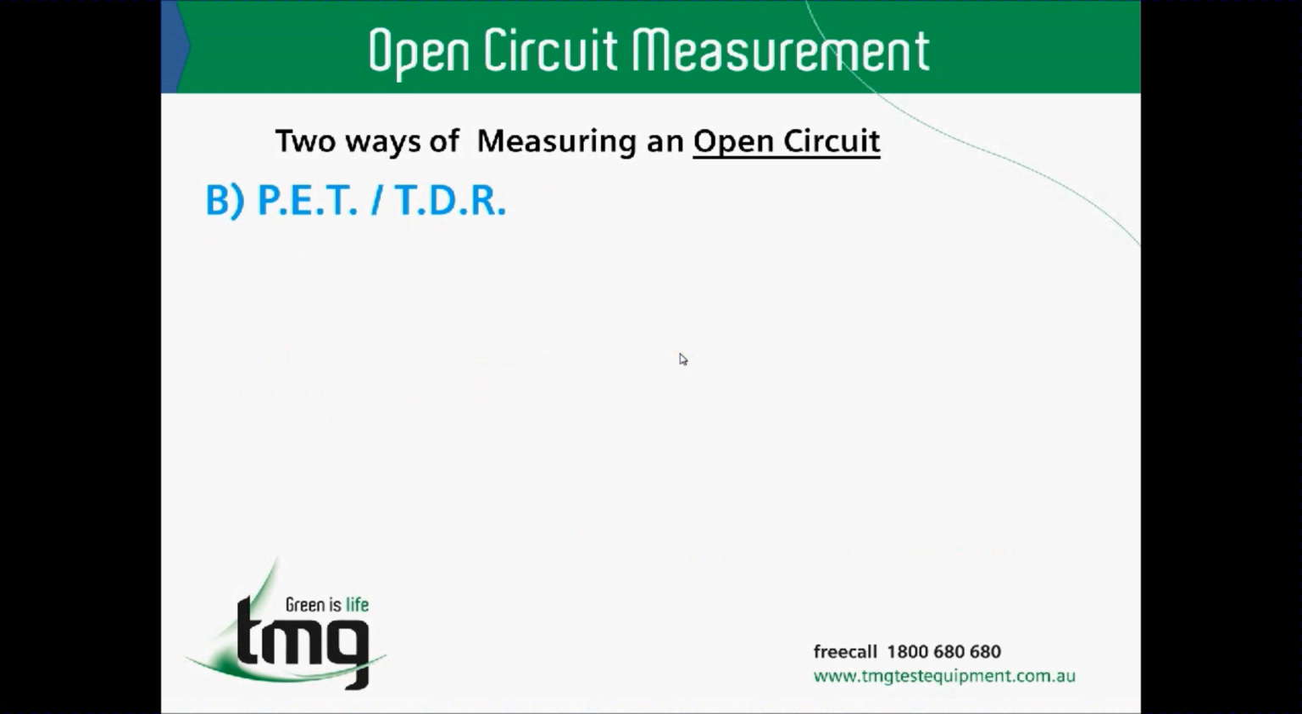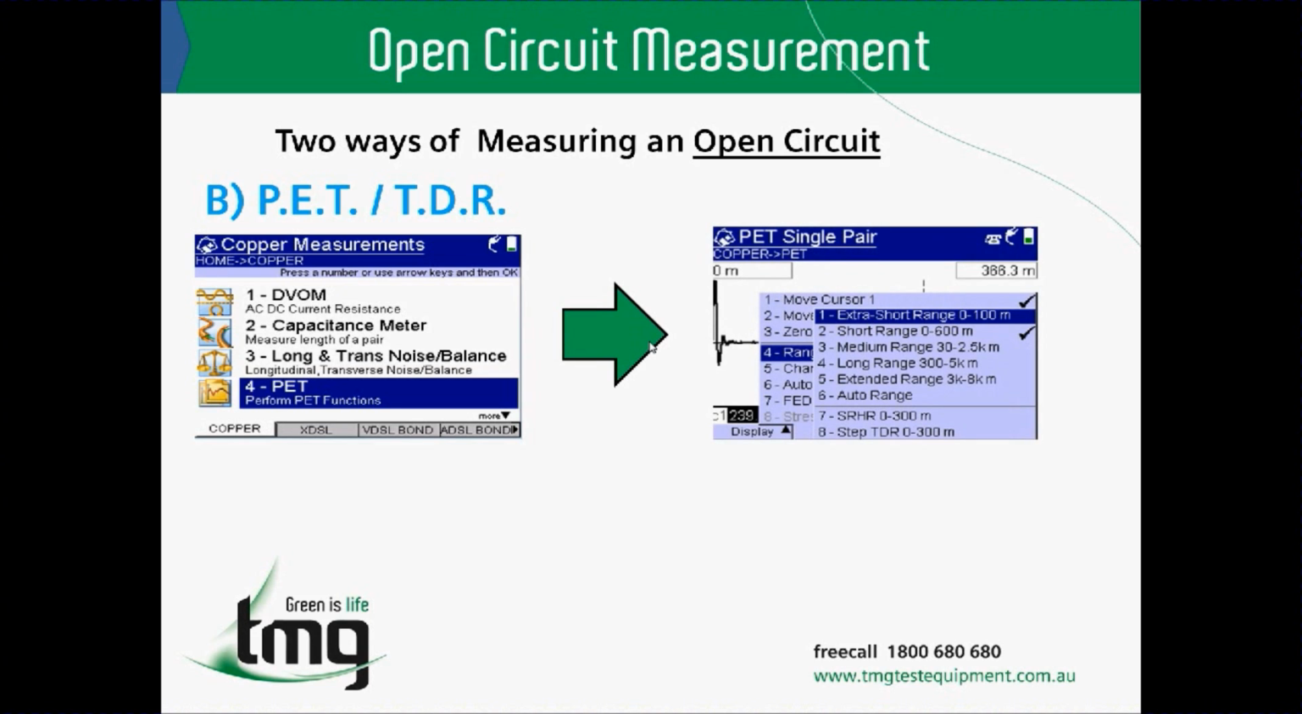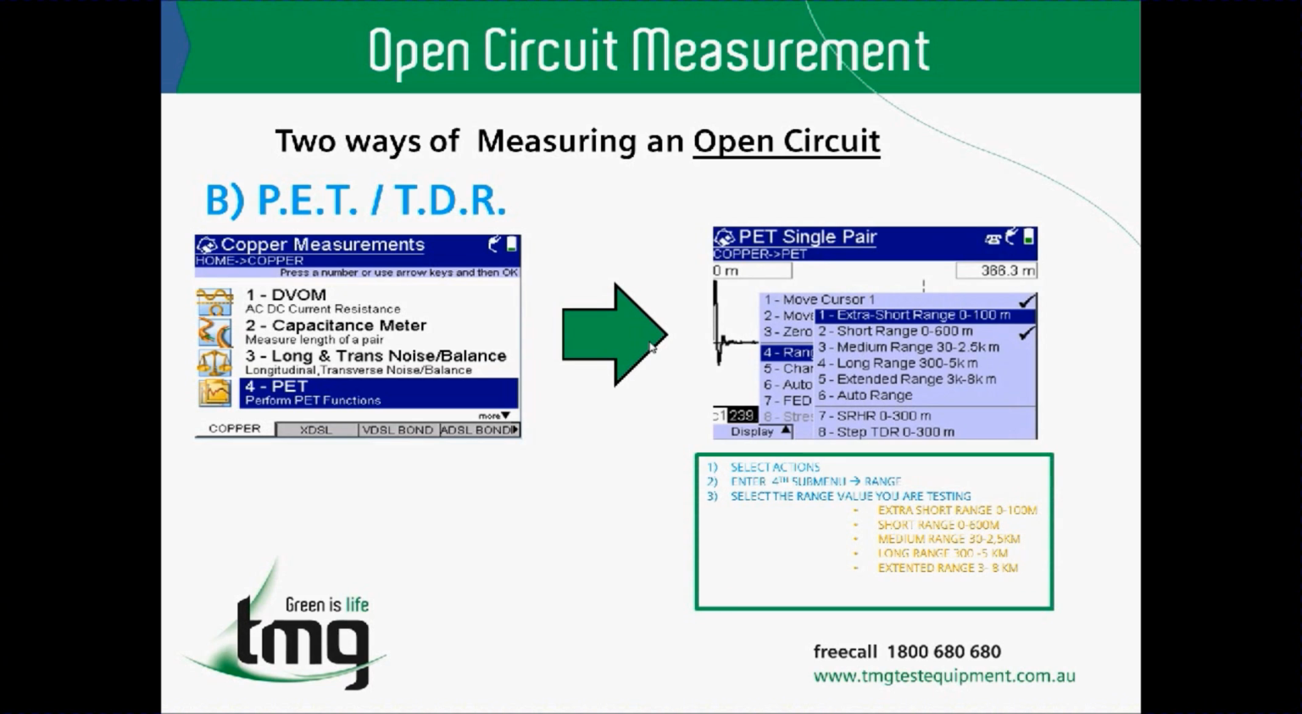Now, a second way of measuring an open circuit would be using the pulse echo tester, or otherwise called time domain reflectometer. That is the 4th function inside the basic copper menu inside the HST3000, and we are getting a signal trace where the open should be displaying in the right position. So if we change the display, we have a different set of choices that we can limit our pulse echo tester to the specified range of length that we are measuring, the range of test. In regards to the open circuit measurement, it's a good way of introducing ourselves to the PET and TDR functions regarding the different sort of settings that we can do.